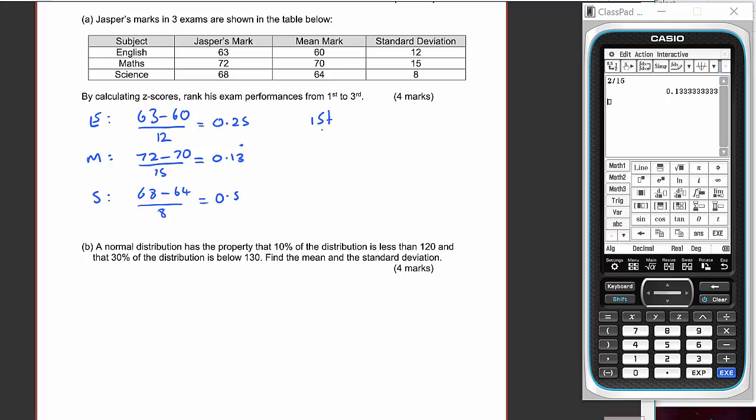So if we look at the Z-scores, the highest one is for science, the second best is English, and he actually did worse in maths, even though that was the top score as a raw mark.